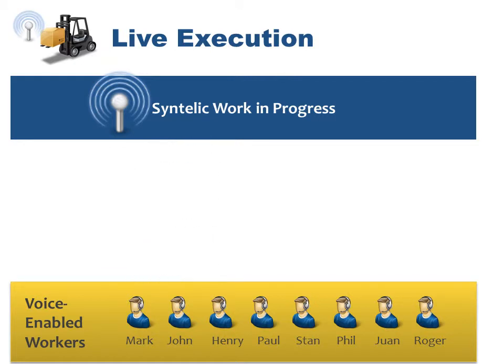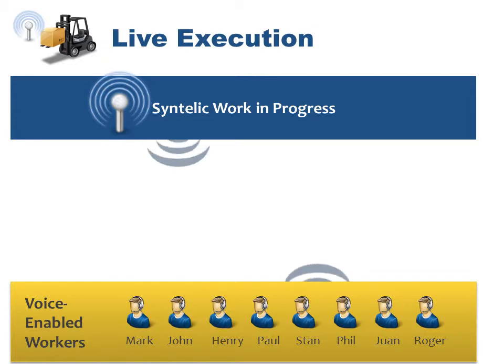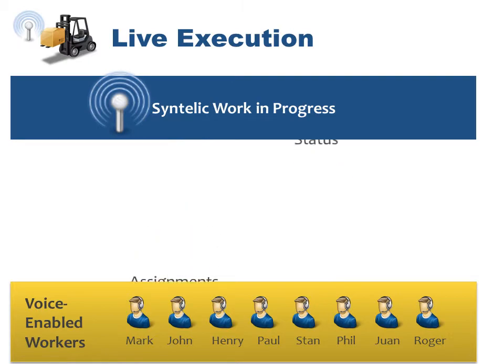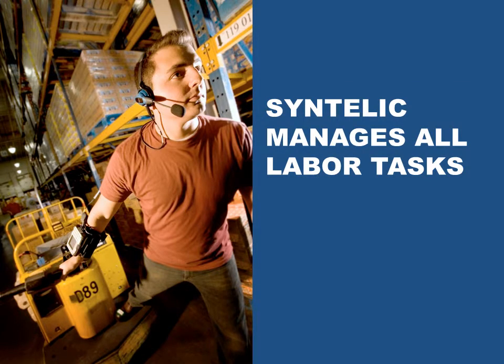Voice-enabled selection is more accurate and efficient than the alternatives of label picking or barcode scanning. Syntelic sends task assignments to workers who are enabled with Vocalect voice technology as they need new work. Syntelic then receives status updates via voice as the work progresses. Syntelic manages all labor tasks. It also manages general tasks such as breaks, meetings, battery changes, or cleanup.